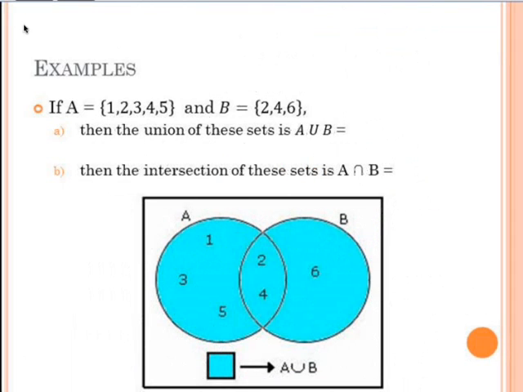So we take a look at this one. We want to know if A is 1, 2, 3, 4, and 5, and B is 2, 4, and 6, then the union of these sets is just every number. The union is everything. So the union is 1, 2, 3, 4, 5, and 6, okay? It's all the numbers. And I'll even put it in the little weird brackety thingies. The intersection of these sets is just the part that overlaps. So that's 2 and 4. Okay, easy enough.